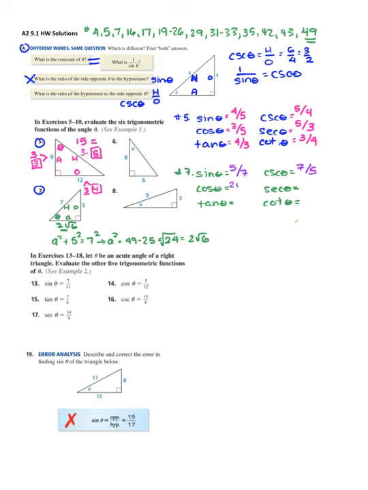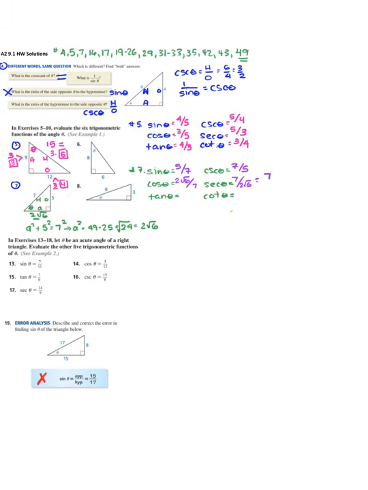Cosine is going to be 2 rad 6 over 7, which means secant is 7 over 2 rad 6, and we are going to have to rationalize that. I'm running out of a little bit of room here, so I'm going to pull this over. This will end up being 7 rad 6 over, because we multiply top and bottom by rad 6, 2 times 6 is 12. That's how that would reduce.